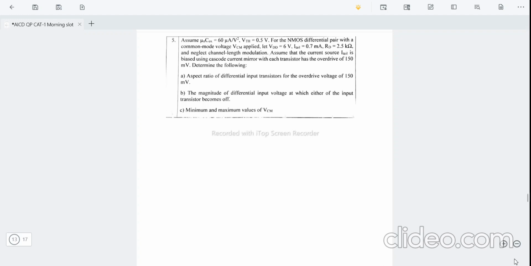So now we will continue a problem. The problem is on differential amplifier. It is an NMOS differential pair with common mode applied voltage and VDD of 6 volts and so on. So now let us draw the circuit. So this is an NMOS differential amplifier with resistor RD. It's a basic differential amplifier.